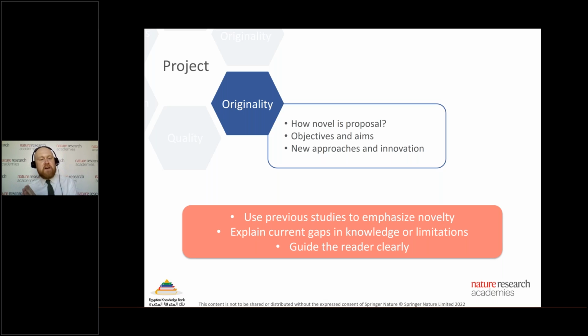Actually, a great way to highlight the novelty of your proposal is to highlight previous work in a literature review. Previous studies will emphasize the novelty of your work. We want to explain current gaps of knowledge or limitations within the research field. So we do want to provide that context for our study. So guide the reader clearly through all of this information. Okay.